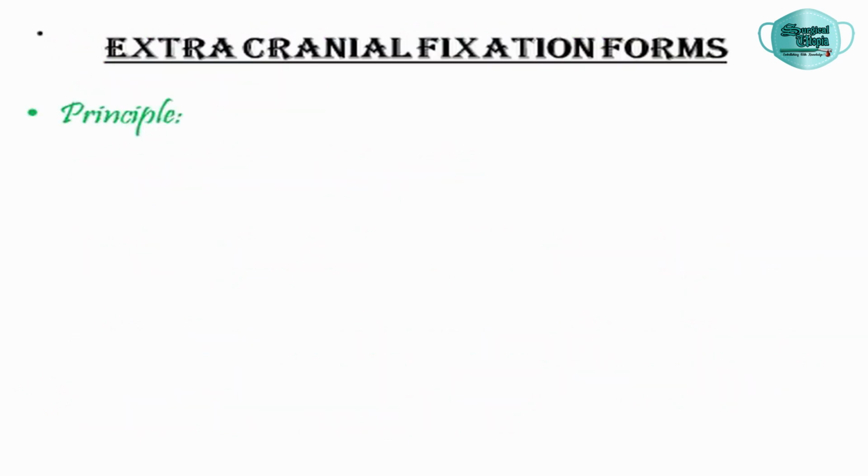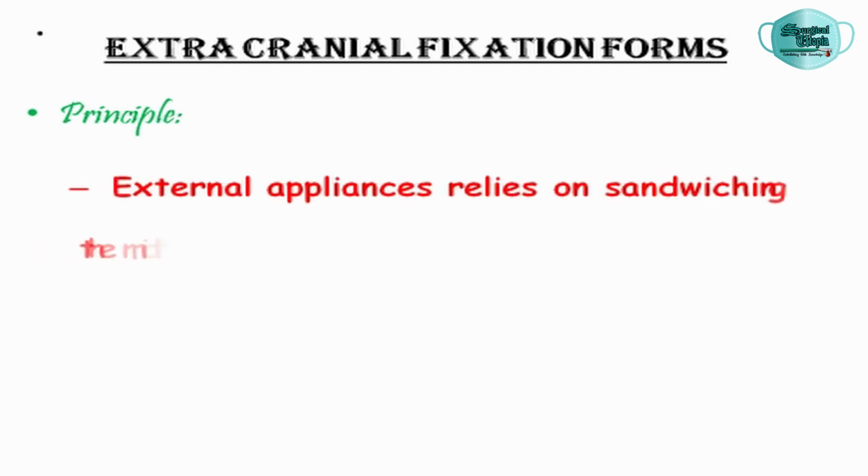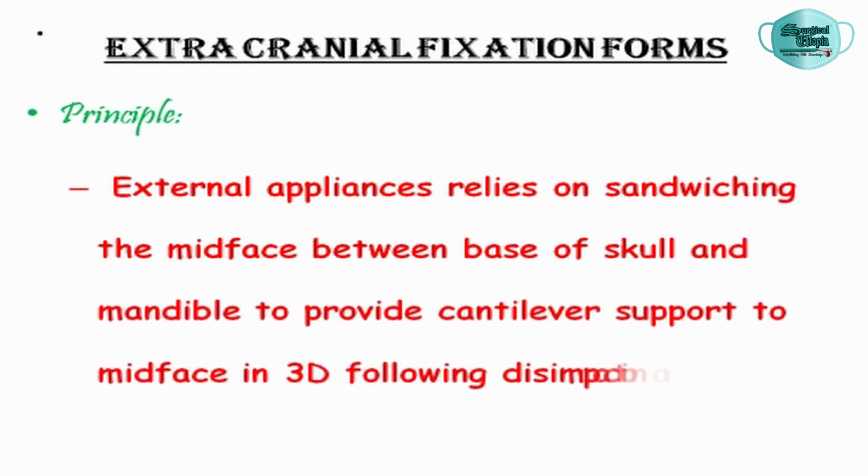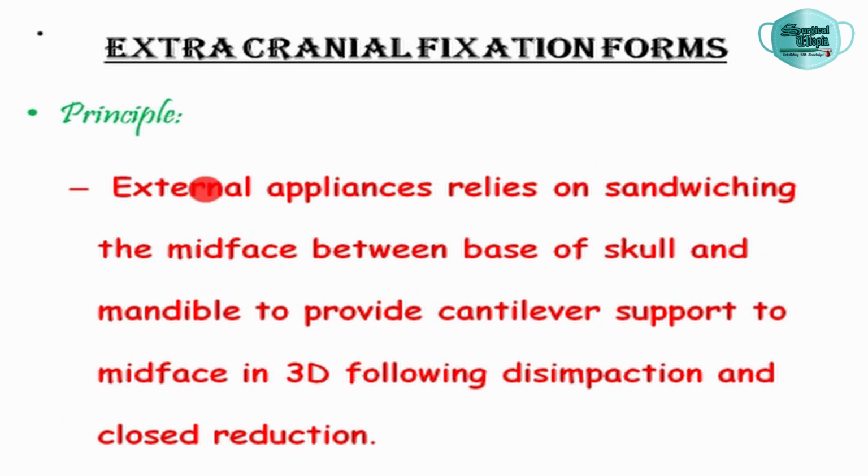Now maxillary fracture fixation can be done in two ways, that is internal fixation and the external fixation. So first we will talk about the external fixation. The principle for extracranial fixation is that the extracranial appliances used for the extracranial fixation are used for the sandwiching of the midface between the base of the skull and the mandible, which in turn provides a cantilever support to the midface in 3 dimensions.